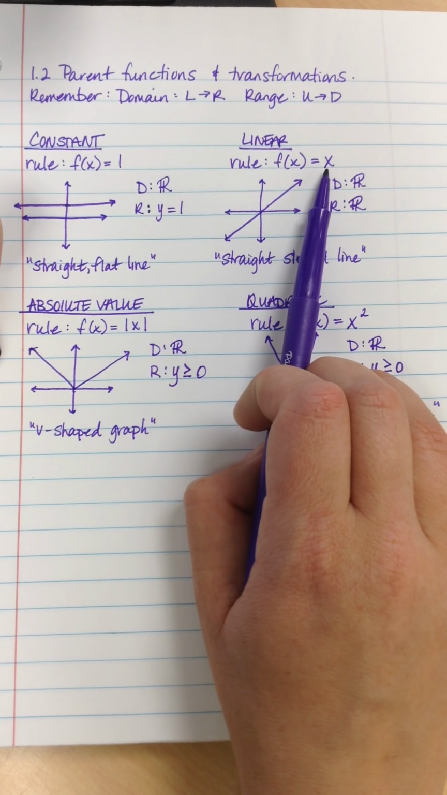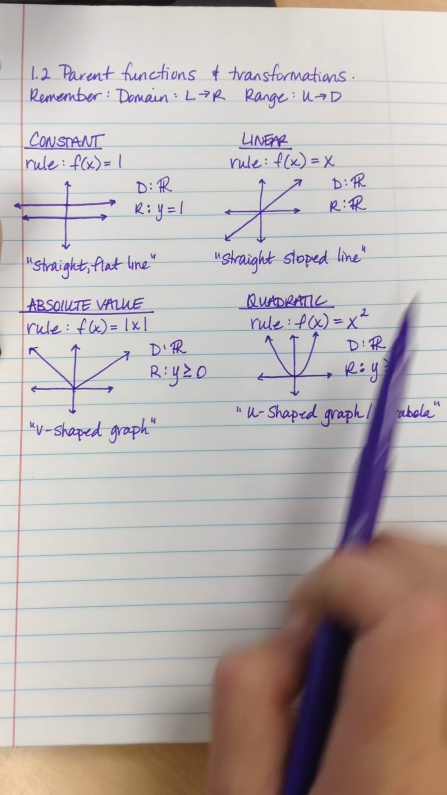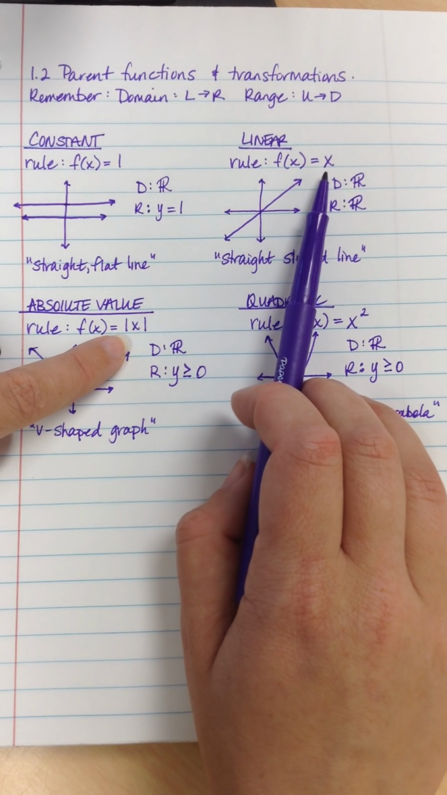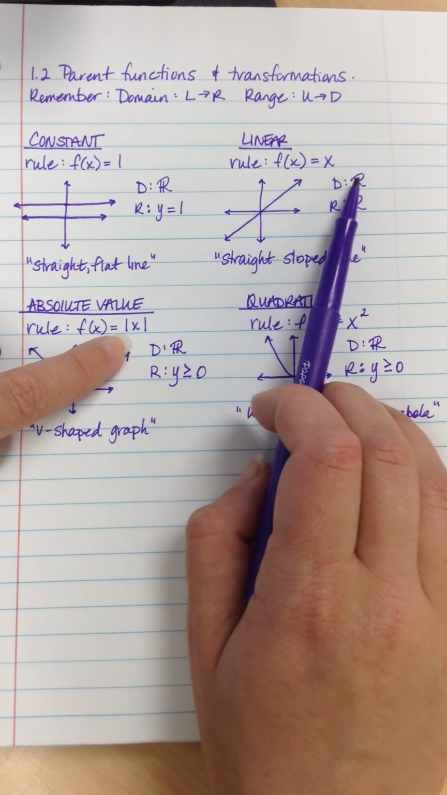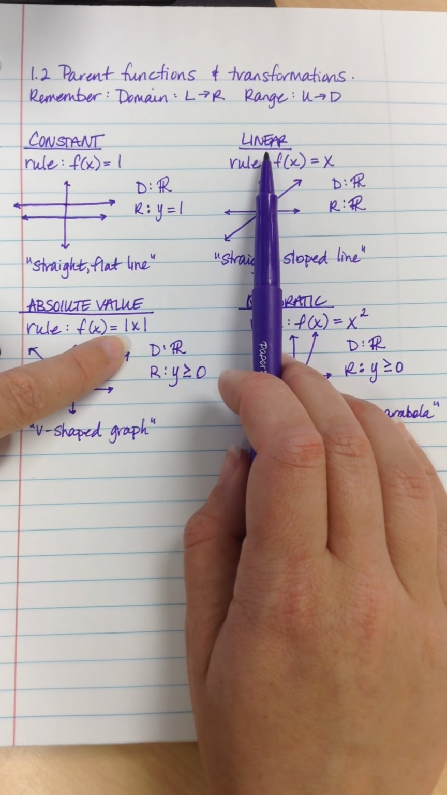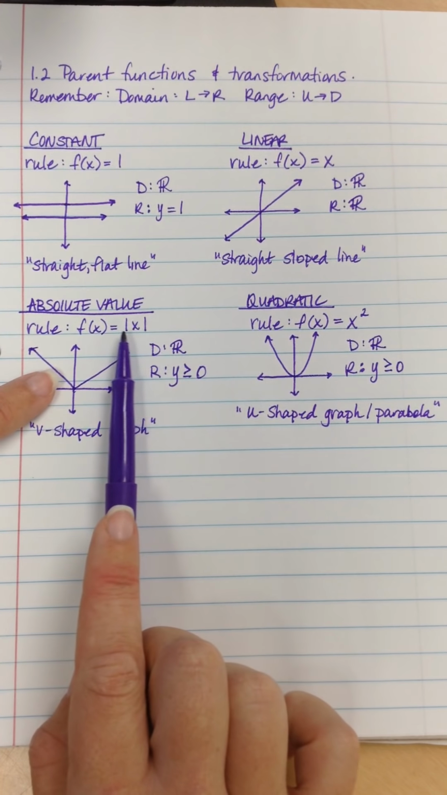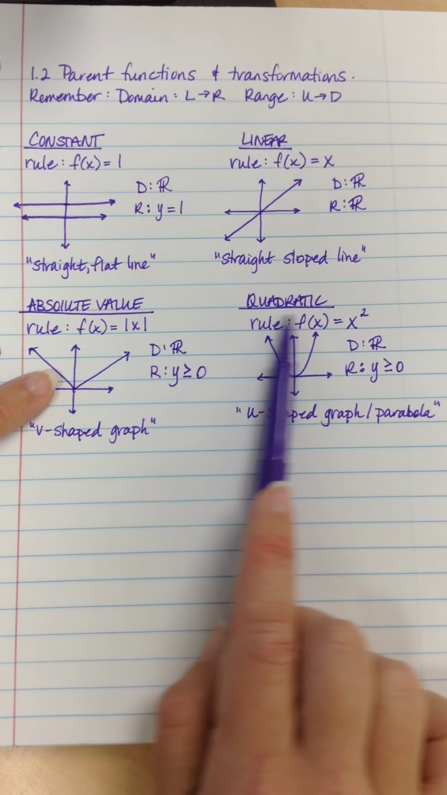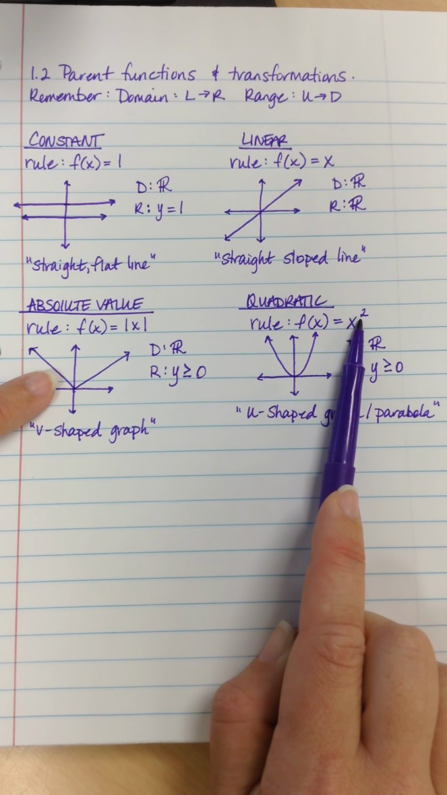Linear is going to be a single x. It will not have a squared. It will not have absolute value bars. It's just an x. It can have numbers with it, but make sure that it is a single x. That will be your giveaway that you have linear. Absolute value, those are always easy to identify. They have the jail bars. And then your quadratic should be easy to identify as well, as it's always going to have the squared.